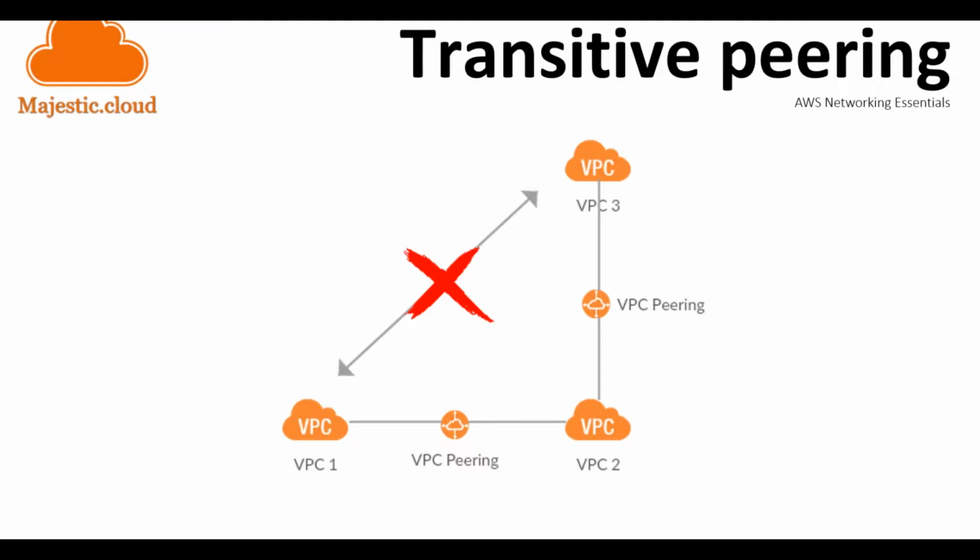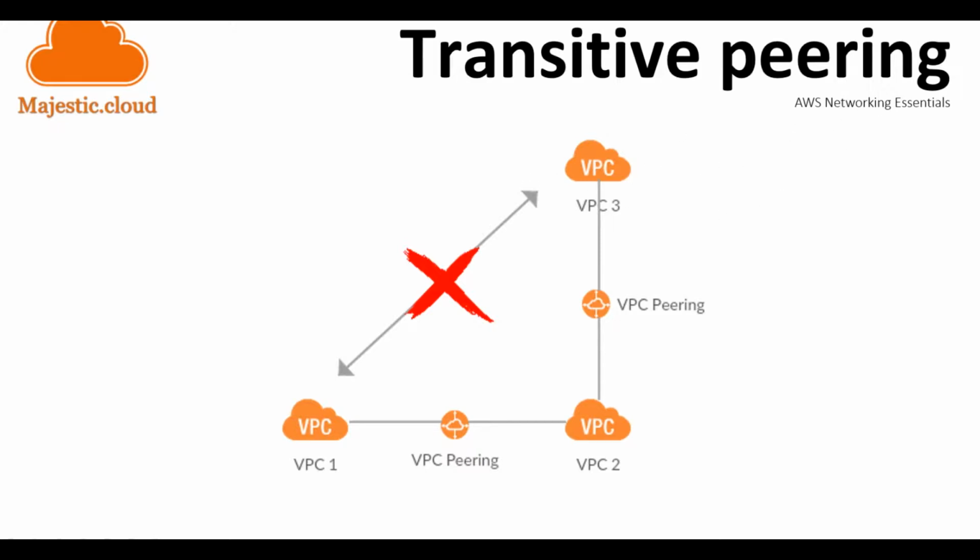Also, you can't peer VPC connections with overlapping CIDR blocks, so the same set of IP addresses. Another rule is that there can be only one peering connection between the same two VPCs. And one other thing, security group referencing is not possible across VPCs.